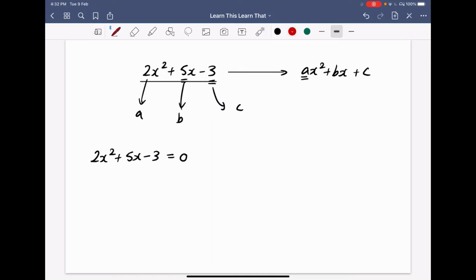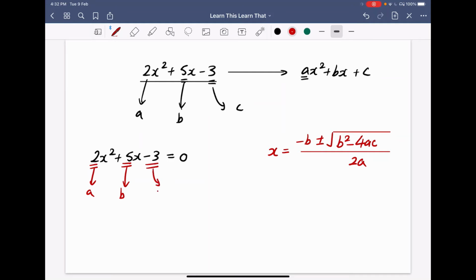In this case, we can apply our quadratic formula. x would be equal to negative b, plus or minus the root of b squared minus 4ac, over 2a. Let's identify our a, b, and c from our equation. a would be equal to 2, b would be equal to 5, and c would be equal to negative 3. All we have to do now is plug in our numbers.